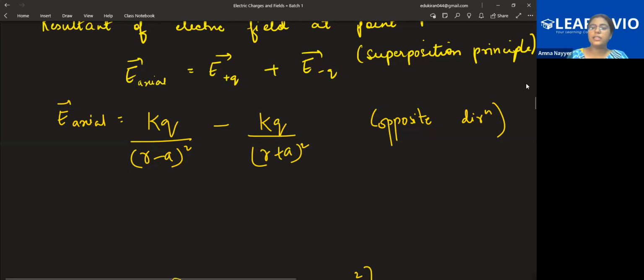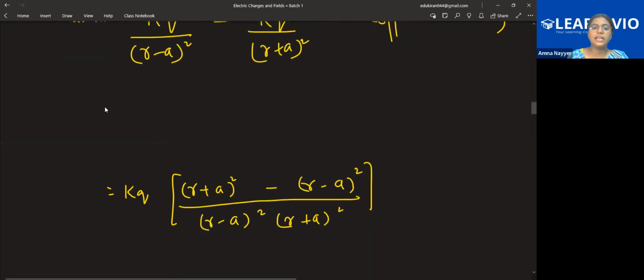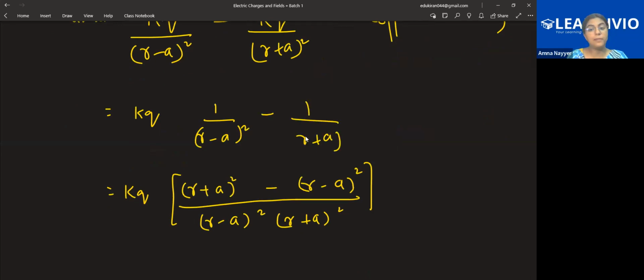Now let's do one thing for the calculation purpose. Let us take KQ common. All right. If we take KQ common, we'll be left with 1 by R minus A whole square minus 1 by R plus A whole square. Right? Now, you have two brackets with you, but do not solve them as if you are solving a bracket. Think as if these are proper numbers.